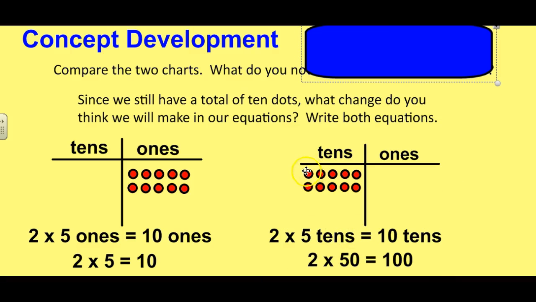And we know that we have 5 right here and 5 more right here. So altogether, that's going to give me 10 tens, which is the same thing as 2 times 50. And we know that 2 times 50 is 100 because 10 tens is 100.